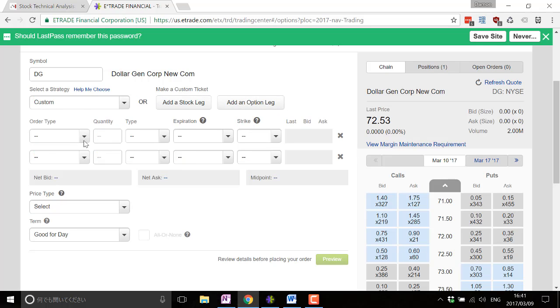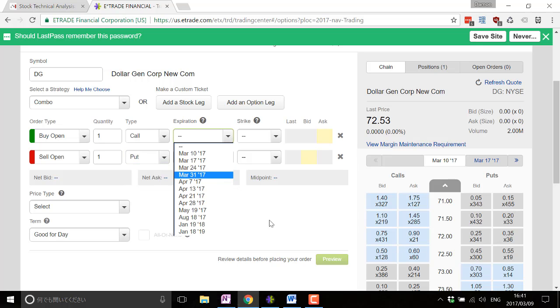What we're looking to do is buy open and sell open two options. So we're going to do one each. Now what we're buying, if we want to be long on the stock, is a call option. And what we're selling is a put option. The expiration date should be the same.